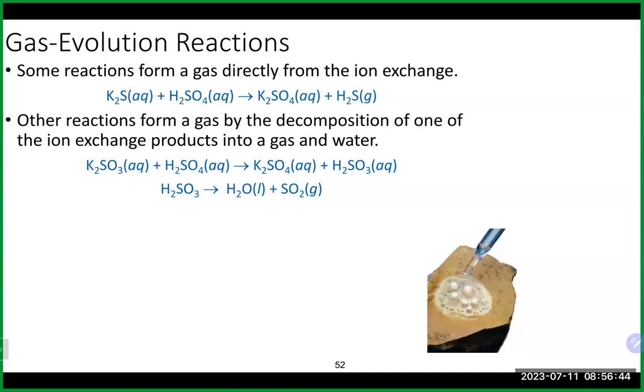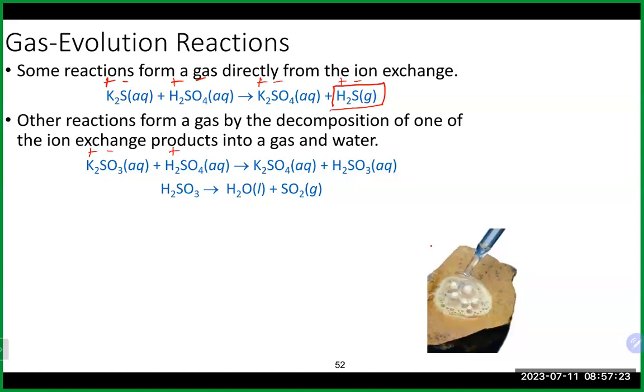So if we were to take our potassium sulfide here, which is our positive negative guy, and our sulfuric acid, which is positive negative, also a strong acid, it will switch out and make potassium sulfate and hydrogen sulfide gas. So directly out of this switch of ions, we will generate hydrogen sulfide gas, which you really don't want to generate, you get a smell, but it will make this gas directly here.